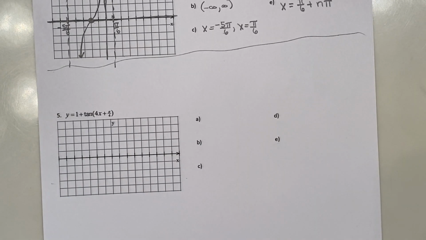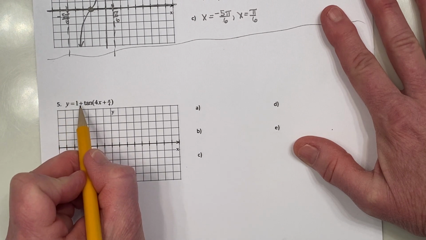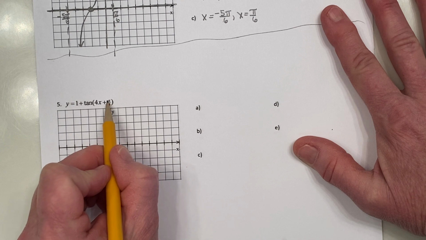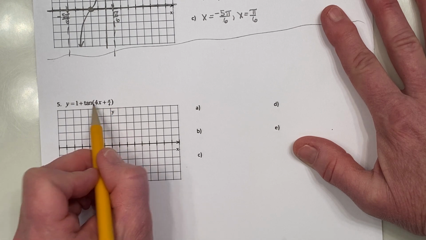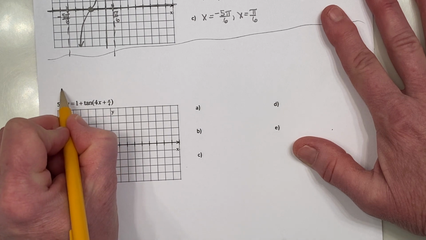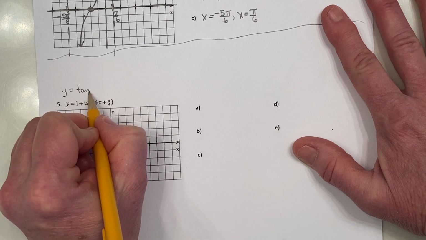All right, continuing with 5. Notice the arrangement here. This is actually your d value. B is 4. C is not negative pi over 4 until I factor that 4 out. Oh yeah, and A is 1. I think what I'm going to do here is rearrange. I'm going to put the tangent up front.